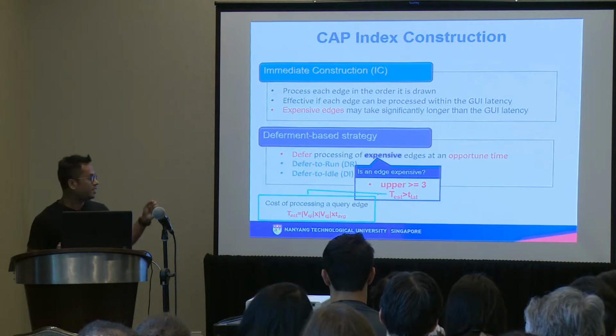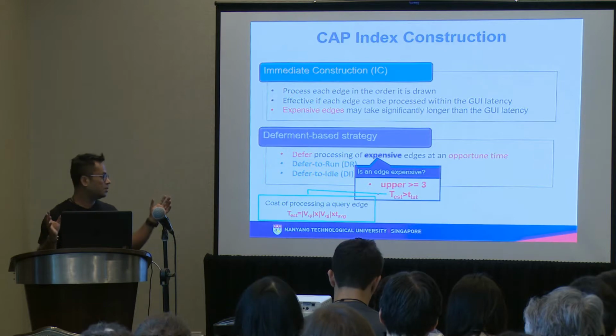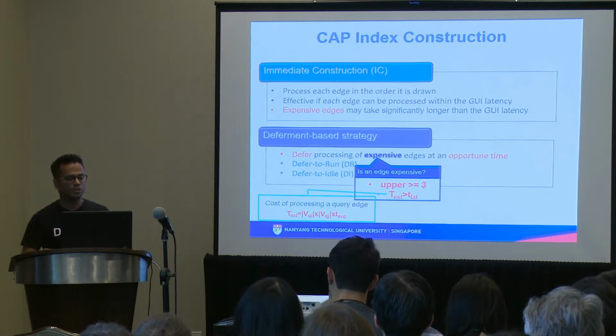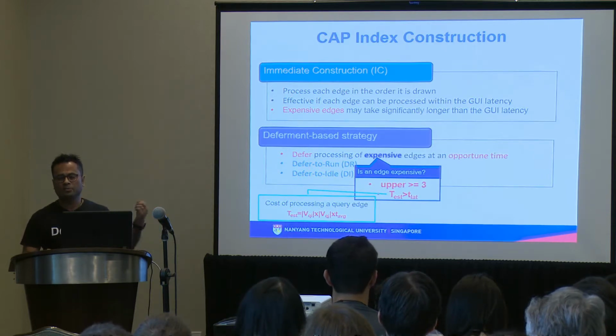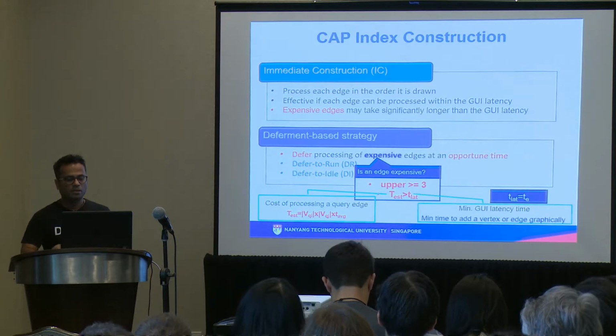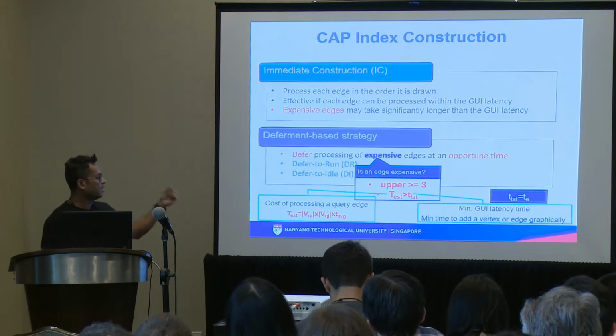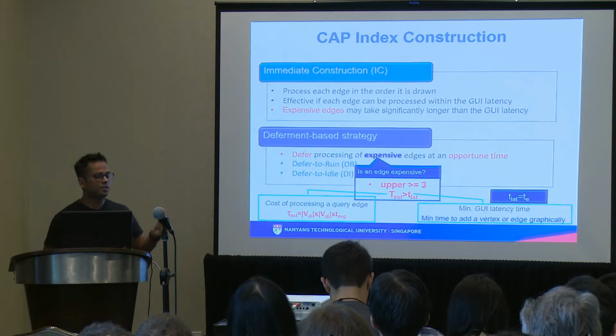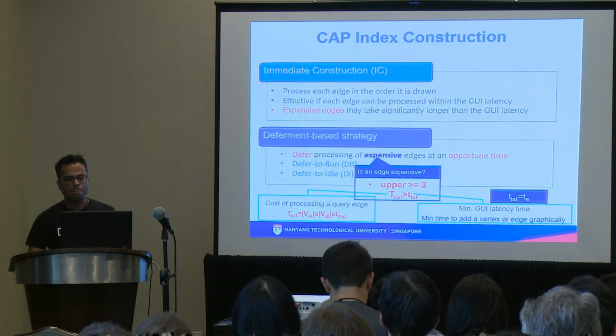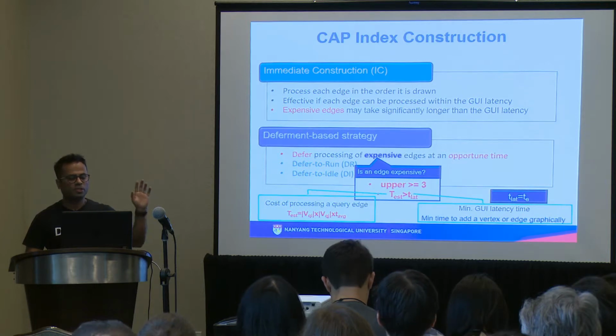TS is basically the size of the matching vertices on both the query vertices for a particular edge times T average, which we computed earlier during offline processing. And what is the latency of the GUI? In the paper, we showed that the minimum GUI latency is typically the time to construct or add a vertex or edge graphically. Now, based on this, we have two strategies.